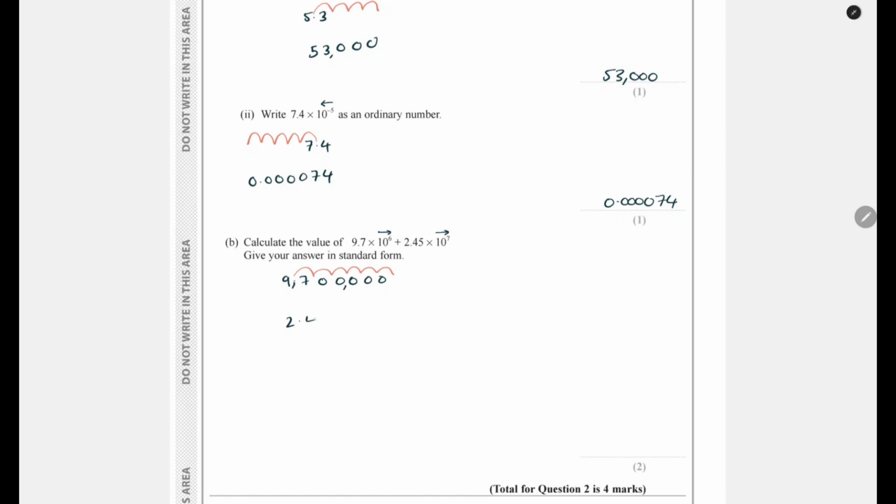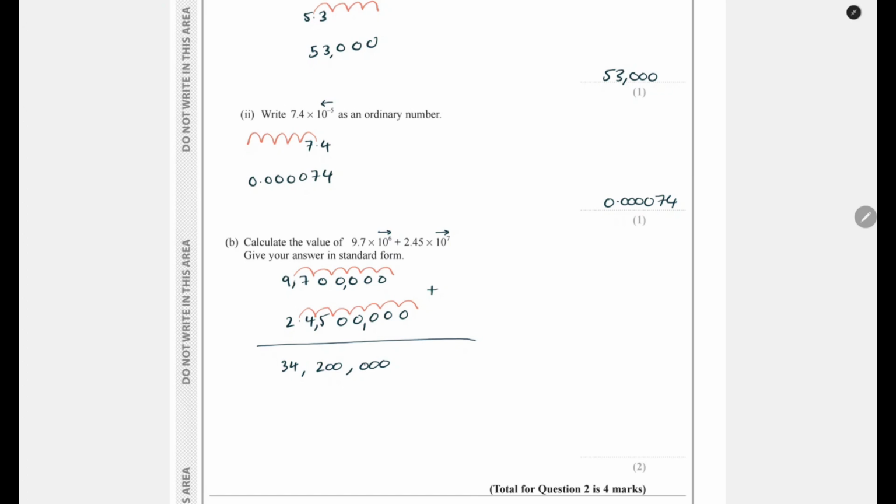We do the same thing for 2.45. I'm going to move the decimal place to the right-hand side 7 times. 1, 2, 3, 4, 5, 6, 7, and that gives us 24,500,000. And if we add both of these together, we get 34,200,000.